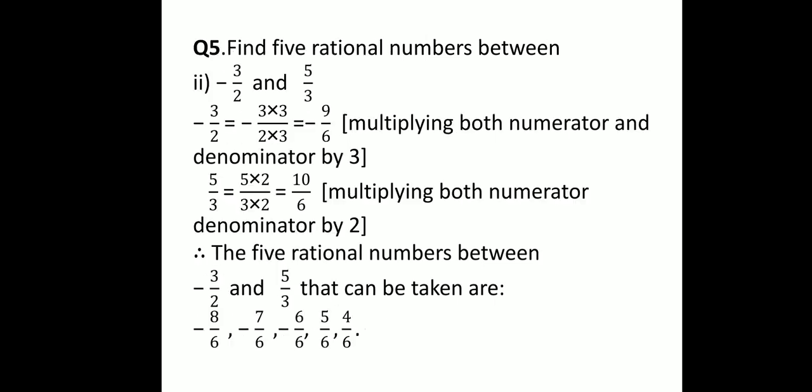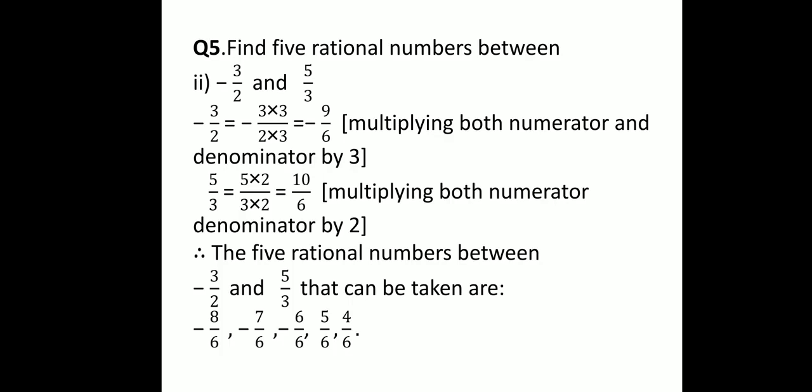Now coming to next question number 5, find 5 rational numbers between minus 3 by 2 and 5 by 3. Here again I need to make the denominator same. So I need to multiply minus 3 by 2 by 3, numerator and denominator both. So it will be minus 9 over 6, and 5 by 3 is to be multiplied by 2, numerator as well as denominator, it will be 10 over 6.